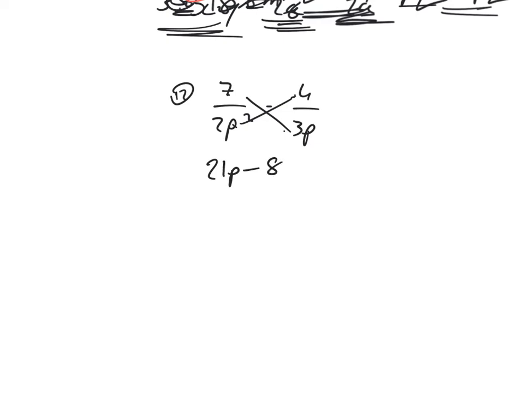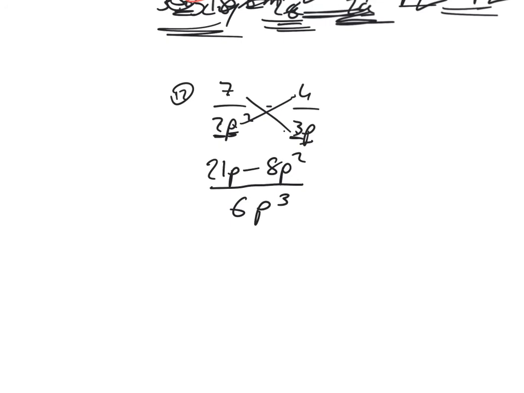Okay, example 12. And we've got 7 over 2p squared minus 4 over 3p. Okay, kiss and smile. 7 lots of 3p's, 21p, minus 4 times 2p squared is 8p squared, over 2p squared times 3p. 2 times 3 is 6, and p squared times p is p cubed.